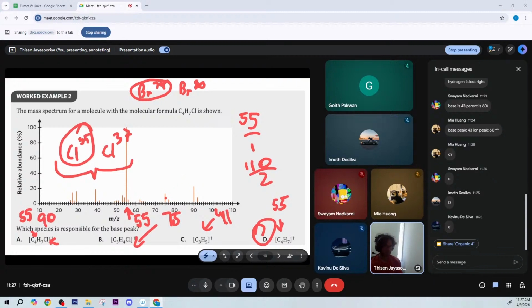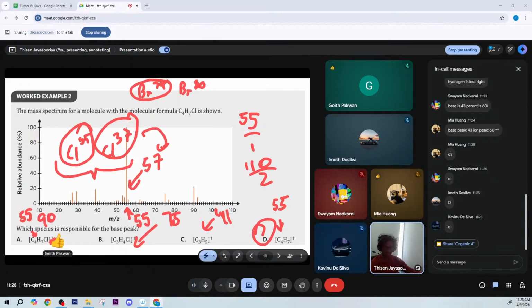I just want you to remember that isotopes can affect the spectrum. For example, if this one contained a chlorine, we should have expected another peak at 57, because that represents the second isotope, adding 2 more to that mass. Is that all good? Does that make sense? Okay, we have Swan, Myth, Kavini, Blessing. Does it all make sense for you guys?